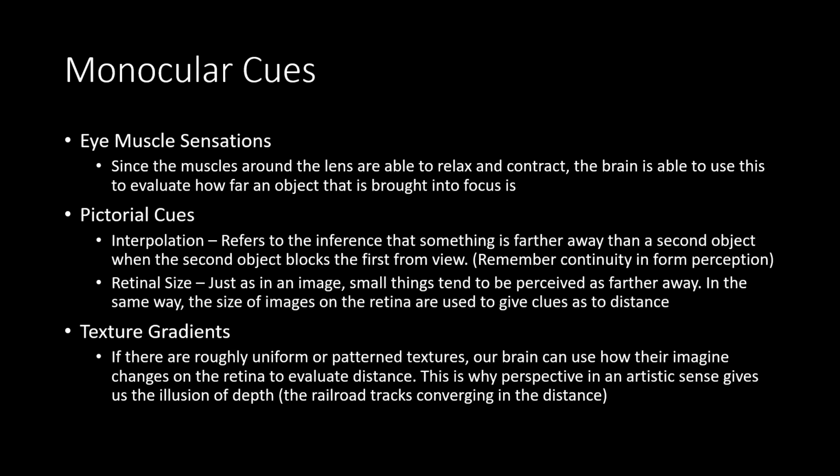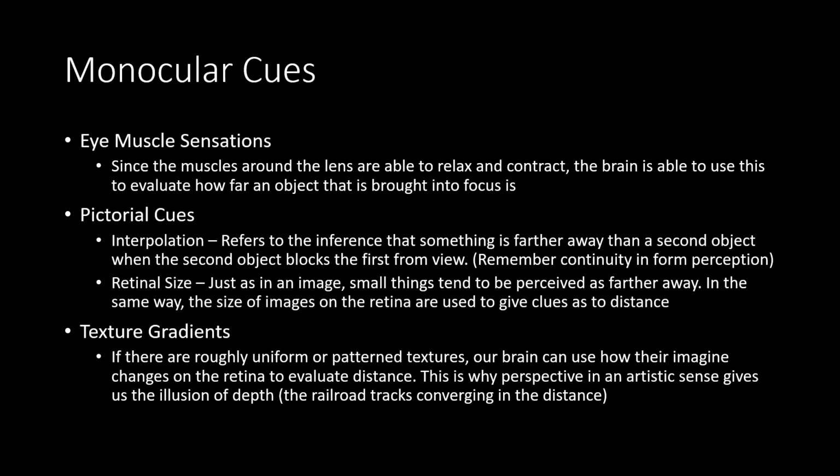Another is the size cast on the retina. Now, here, just as you would in a little picture, if you were drawing humans who were close and far, you would draw them at different sizes to illustrate how far away they were. In the same way, your brain is able to use the images cast on the retina itself and the size of them to estimate yet again how far away certain objects are.